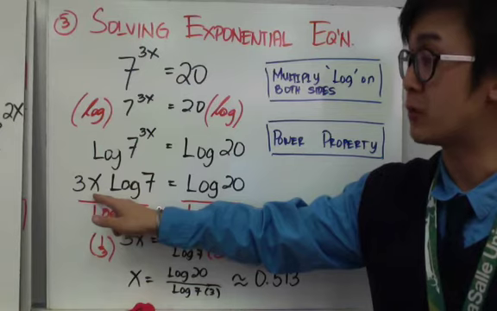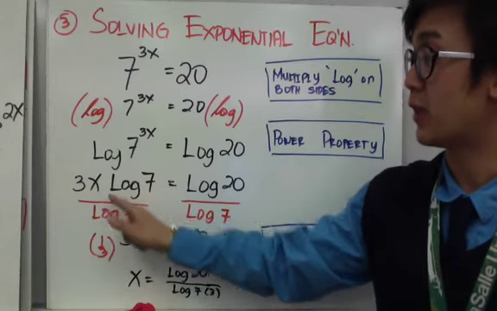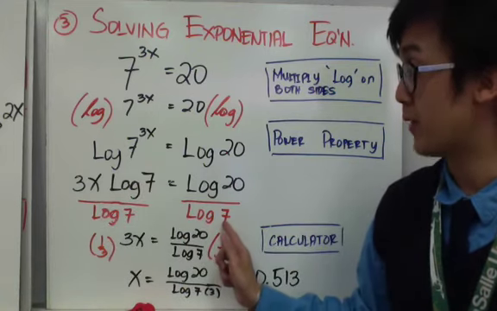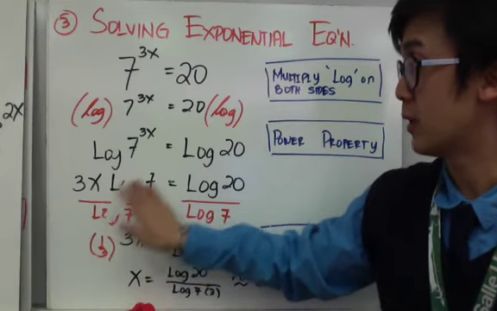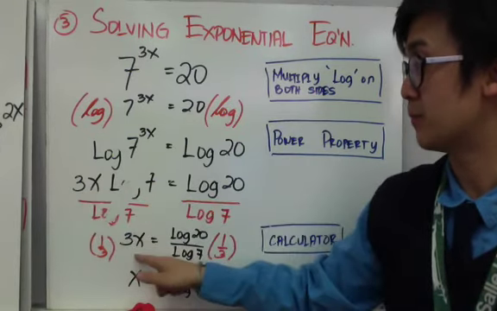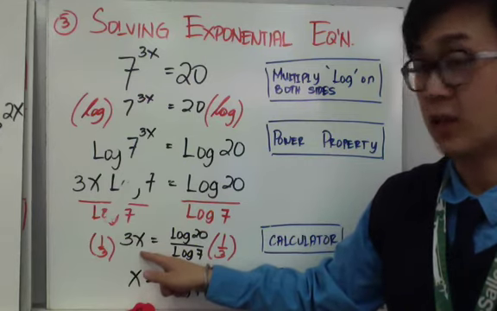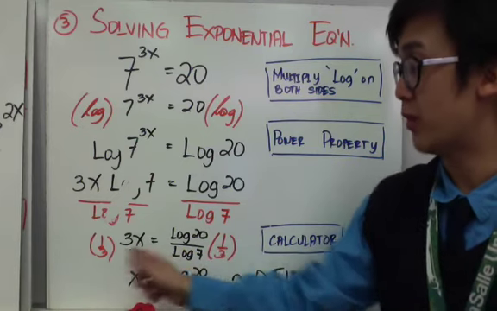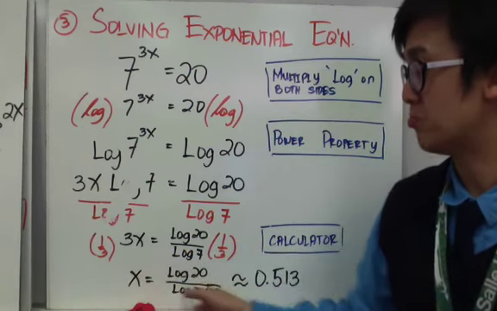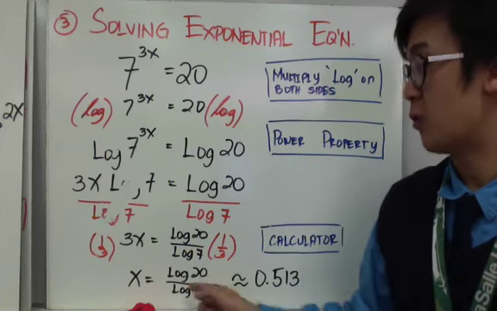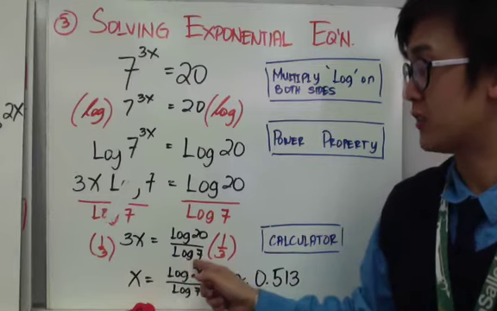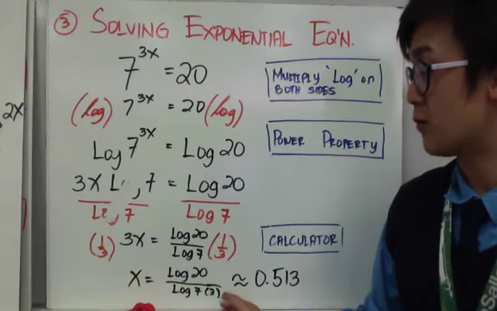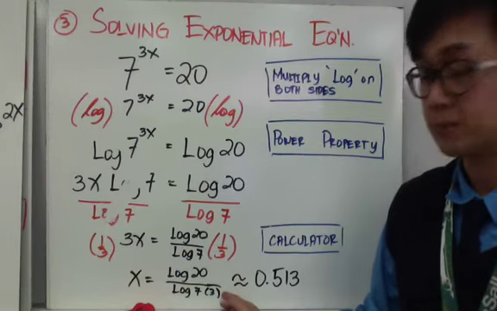Since we're solving for x, we need to have x by itself. We can do 2 steps to do that. The first step is to get rid of the logarithm of 7. To do that, divide both sides by the logarithm of 7 so that this cancels out, and we'll end up with 3x. And x is still not by itself, so we need to get rid of 3. To get rid of 3, we multiply both sides by 1/3, and we'll have x equal to the logarithm of 20 all over the logarithm of 7 times 3.